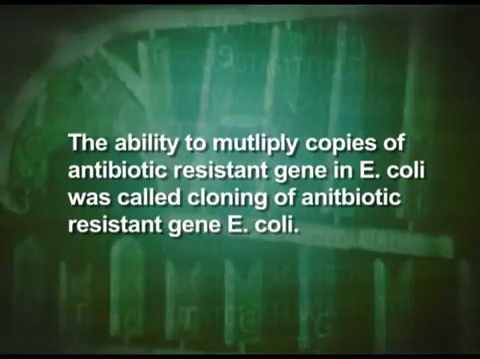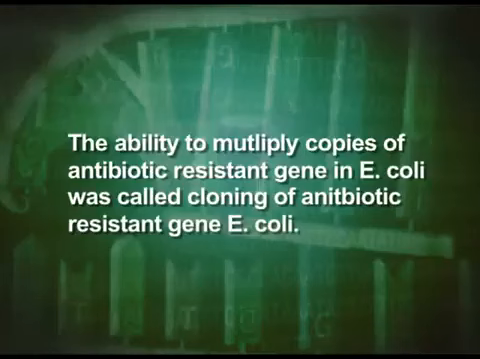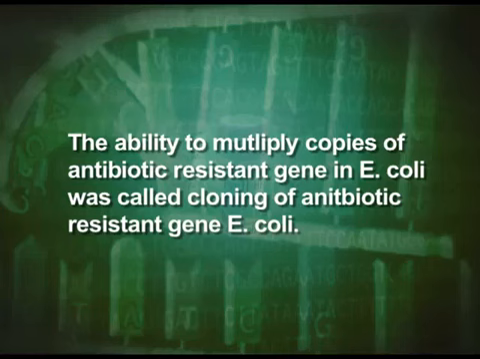When this DNA is transferred into Escherichia coli, a bacterium closely related to Salmonella, it could replicate using the new host's DNA polymerase enzyme and make multiple copies. The ability to multiply copies of the antibiotic resistant gene in Escherichia coli was called cloning of the antibiotic resistant gene in Escherichia coli. In this way, we can make the inference that there are three basic steps in genetically modifying an organism.